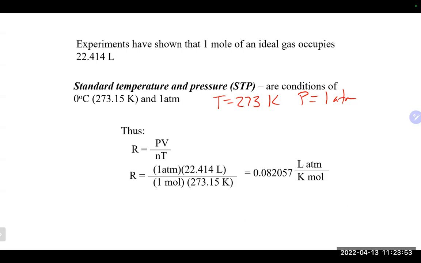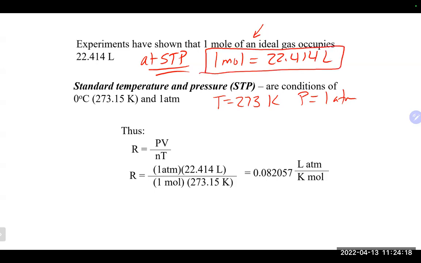You could stick them into the ideal gas law, using the temperature at 273 and the pressure at 1 atmosphere. Now, there is a really nice relationship that occurs when you are at STP, and only at STP: 1 mole of any gas will equal 22.414 liters. So this conversion factor can only be used if you're at STP, which means the temperature is 273 and the pressure is 1 atmosphere. If it is not at STP, you should never ever use that conversion.